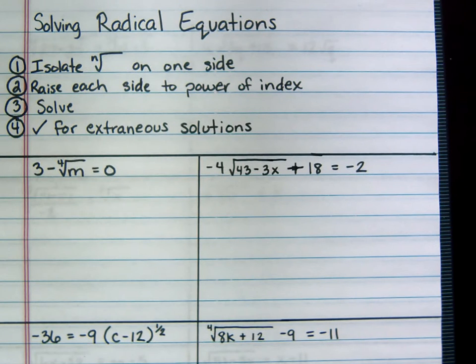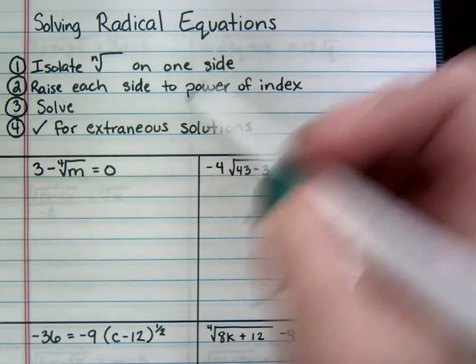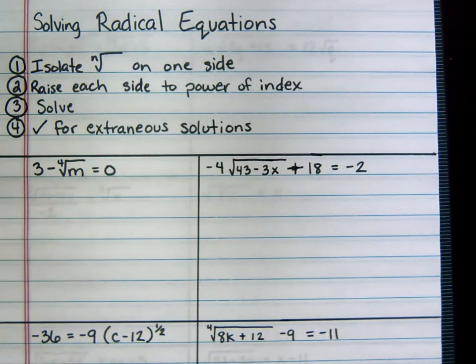In this video, we're going to be looking at how to solve radical equations. Now, the first step in solving a radical equation is to get your radical, square root, cube root, fourth root, whatever it is, isolated by itself on one side. Then you raise each side to the power of the index.